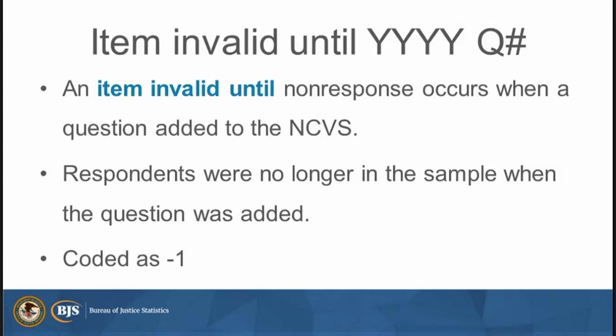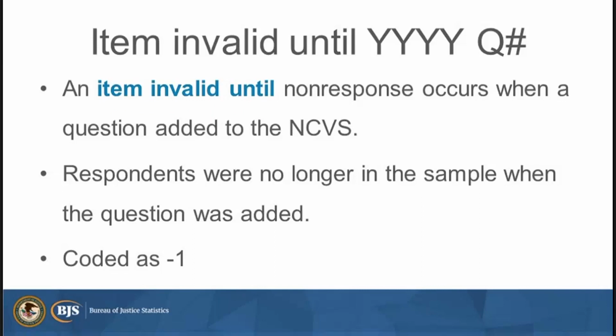Item invalid until indicates a respondent was not asked a question because they were no longer in the sample at the time the question was added. The year and quarter that the question was added is also included. This type of missing data is represented by -1. This code distinguishes it from normal out-of-universe or residue missing data.